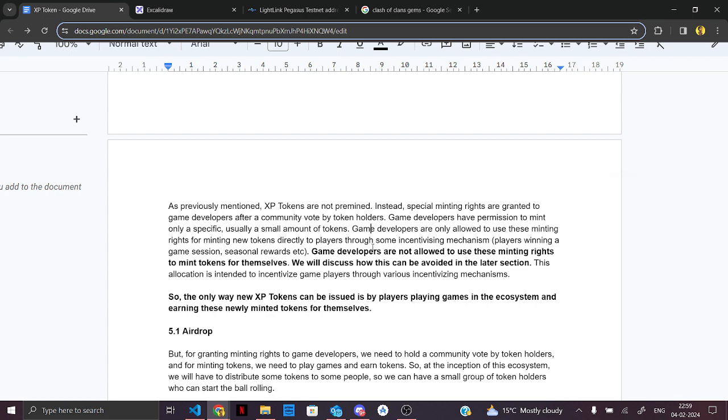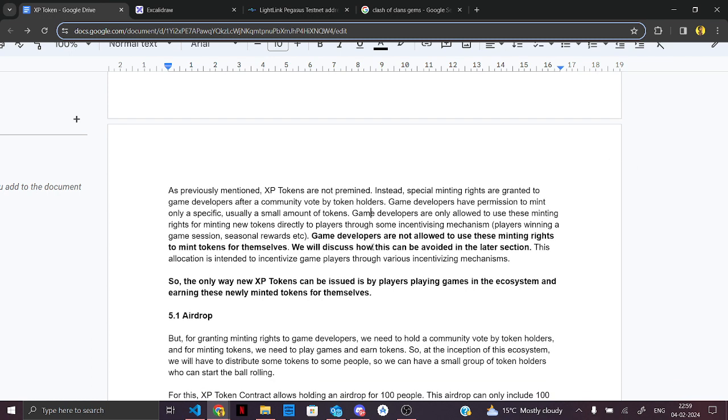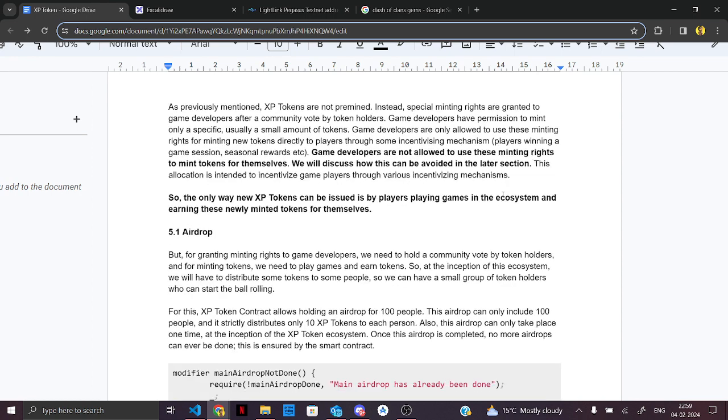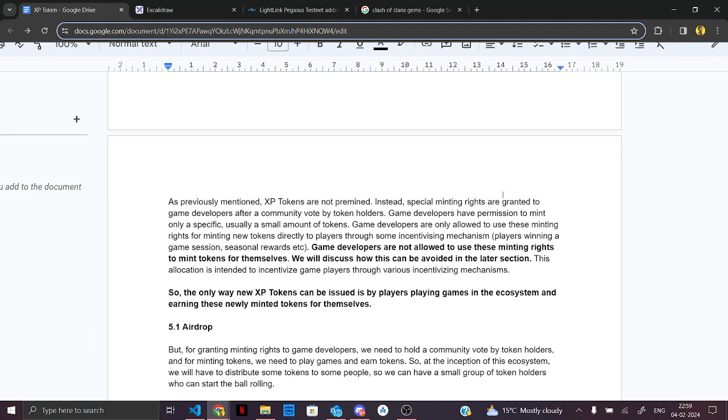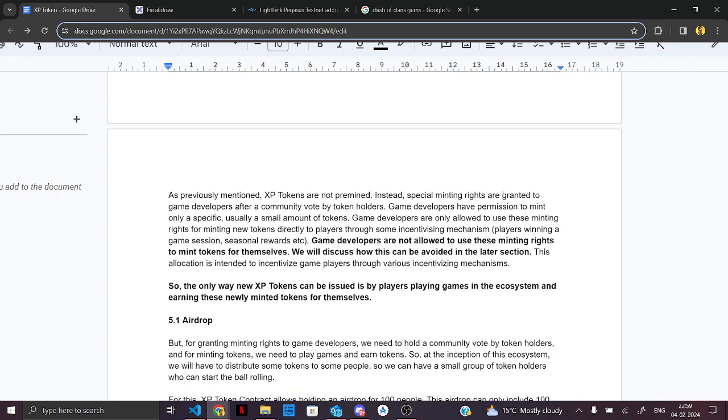But now a very important question arises: what if a game developer just abuses this power? What if they just mint tokens for themselves? We'll explain how that is actually avoided within the contract itself, and how that cannot happen.